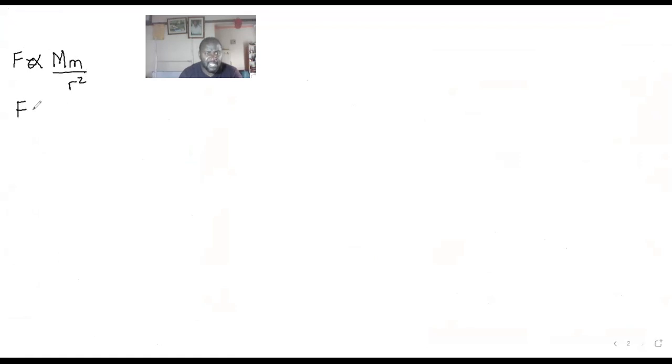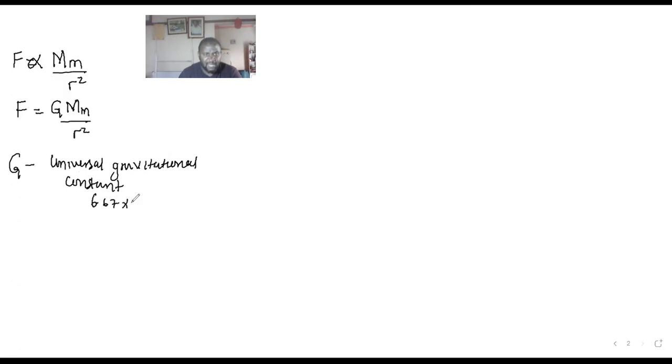When you remove the proportionality sign, we shall get F = GMm/R squared, whereby capital G is the constant of proportionality in Newton's law, which is called the universal gravitational constant. It is a constant for all planets and bodies in space, and its value is 6.67 times 10 to the power -11 newtons meters squared per kilogram squared.